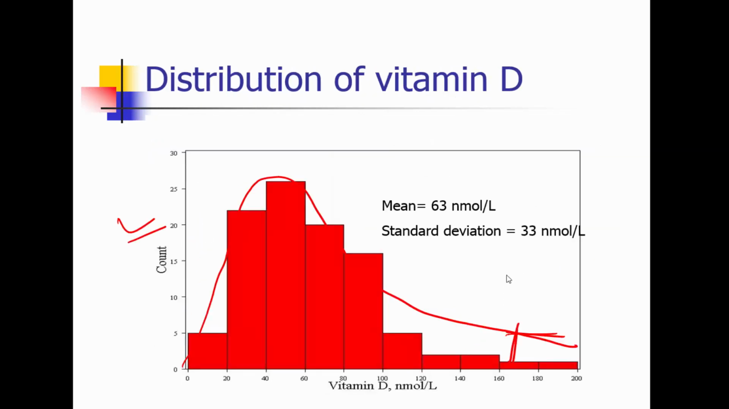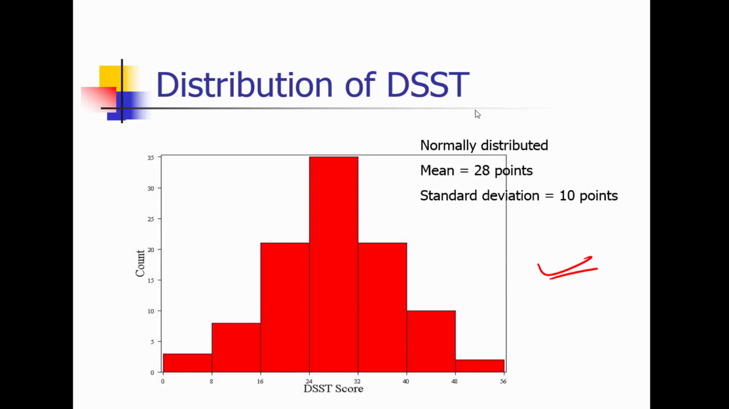So basically your vitamin D percentage is going to be regressed on DSST. We want to know how these two are related. If DSST is given, will we be able to predict the percentage of vitamin D?